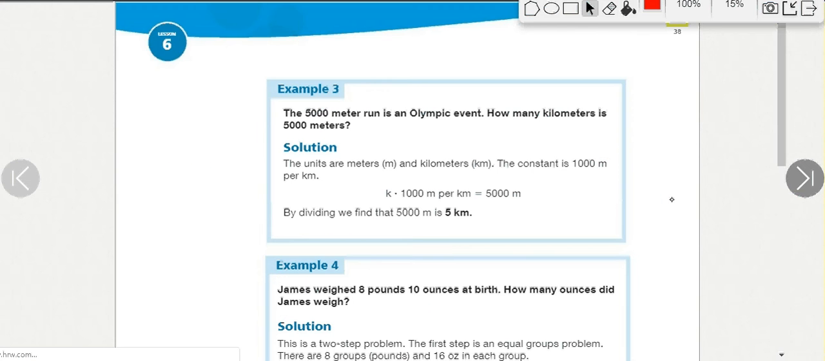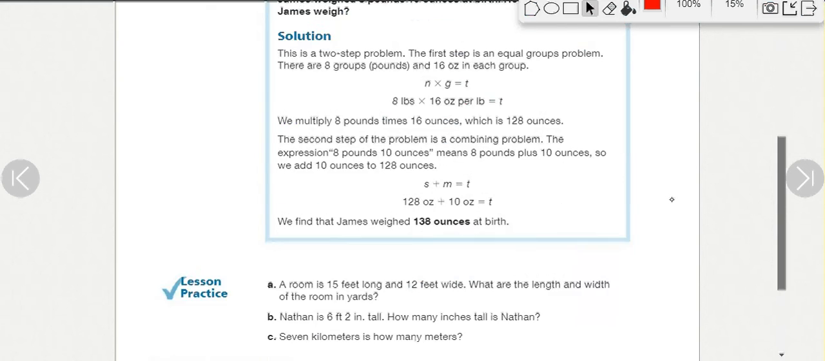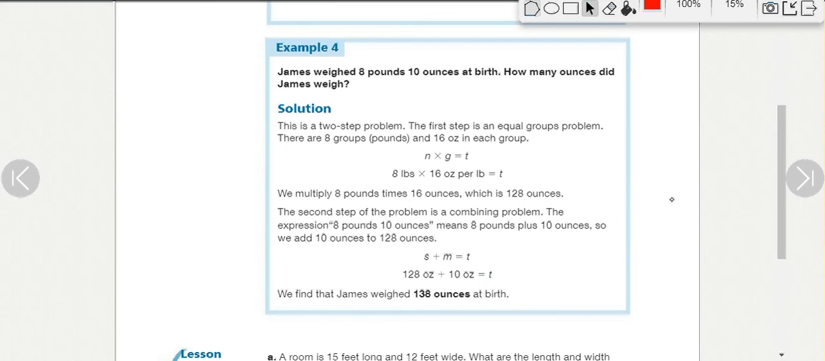Let's do example 4, because we got 2 different groups of measures now. James weighed 8 pounds, 10 ounces. How many ounces is that? Well, let's forget about the 10 ounces, because that part's easy. That part we can already use. But what's 8 pounds in ounces? We're going from pounds to ounces. Which one's bigger, pounds or ounces? Interesting abbreviations, aren't they? Pounds are usually the bigger one.